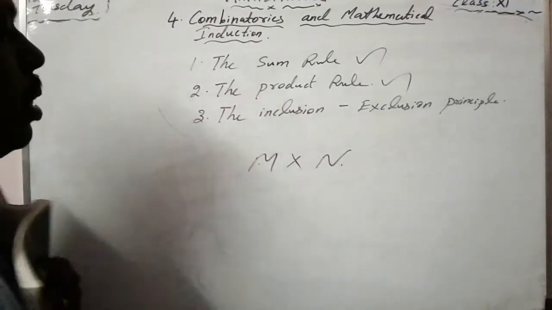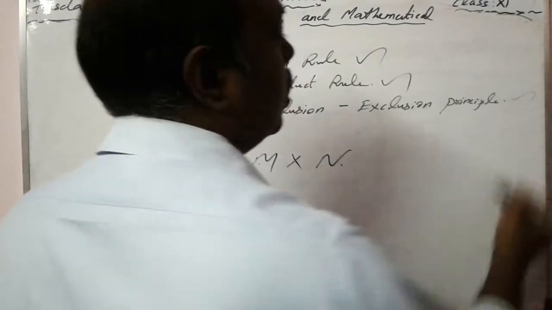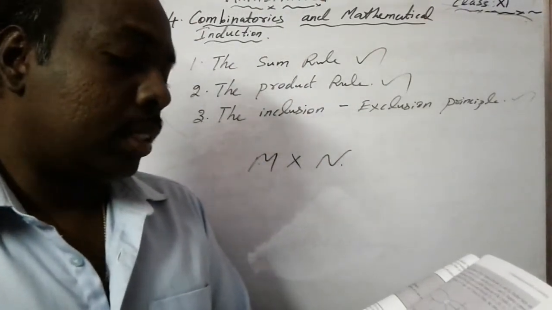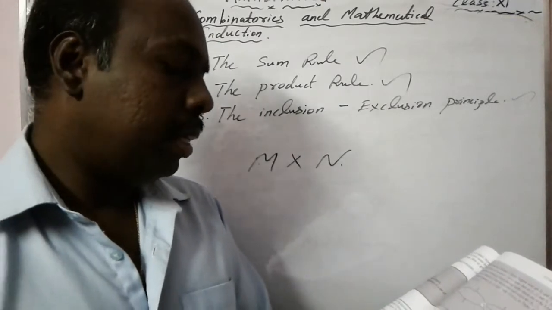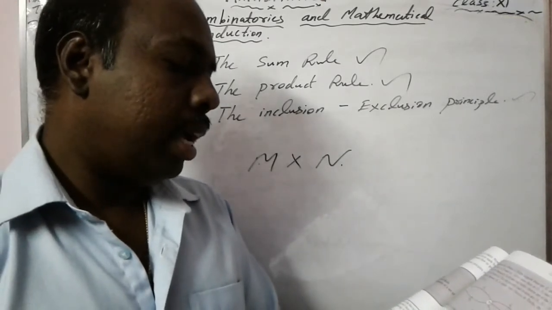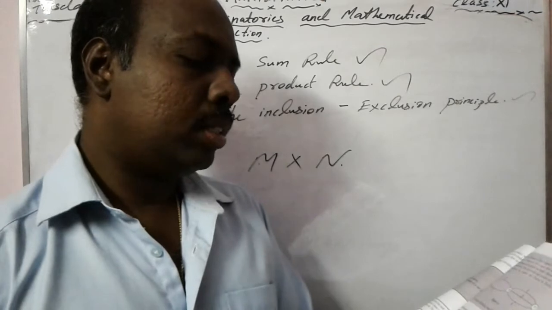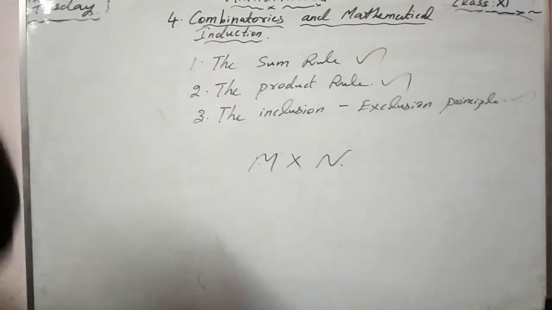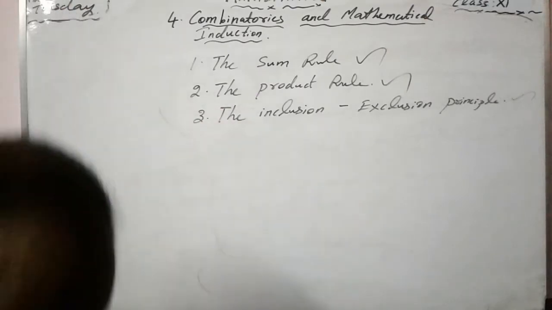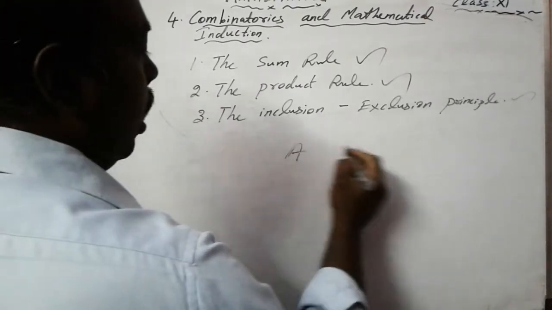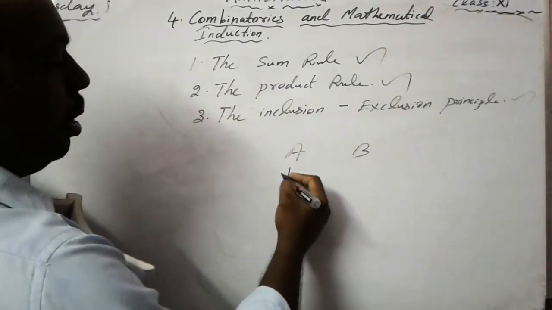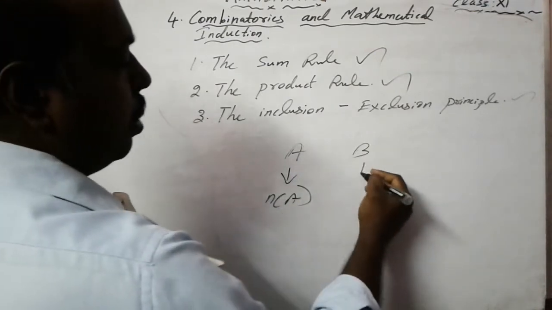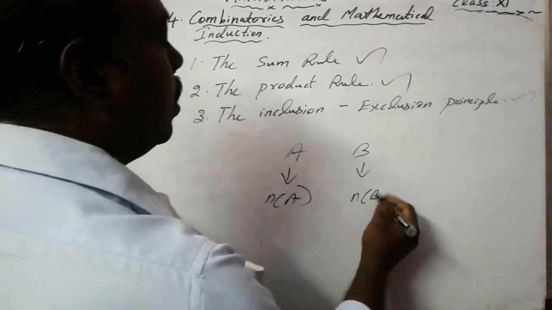The last one is the inclusion and exclusion principle. For example, suppose two tasks, A and B, can be performed simultaneously. Let n of A and n of B represent the number of ways of performing the tasks A and B. So there are two tasks, A and B. The number of ways of performing A is n of A. The number of ways of performing B is n of B.